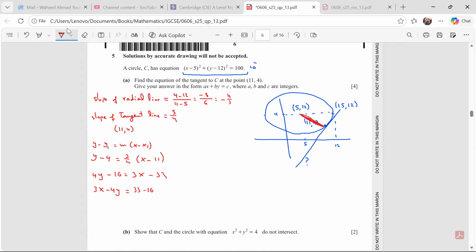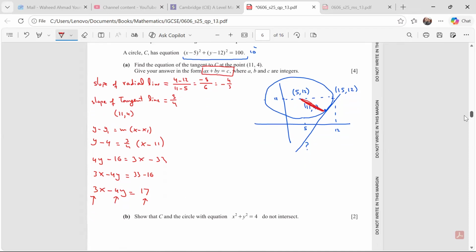Okay, 33 minus 16, yeah, it is 17. So the answer is going to be 3x minus 4y equal to 17. We have to find the equation of the tangent line in this form, where a, b, c are integers. So this is my a, this is my b, and this is my c.